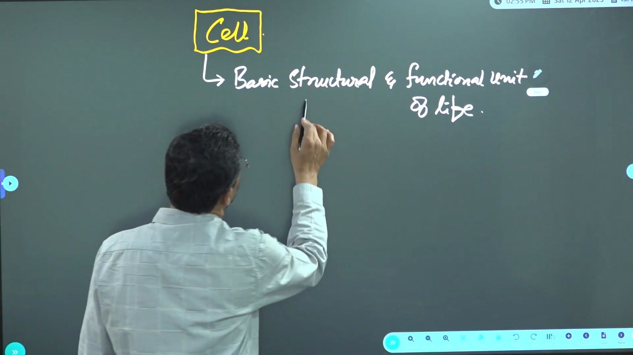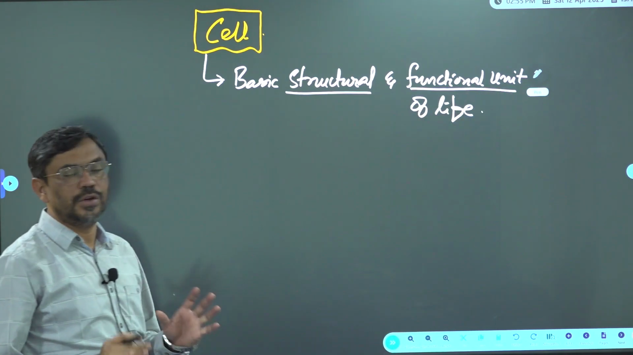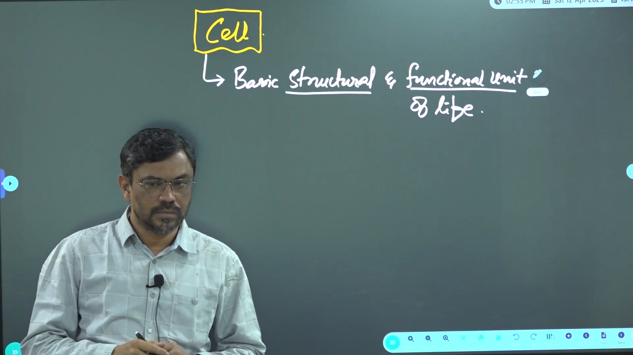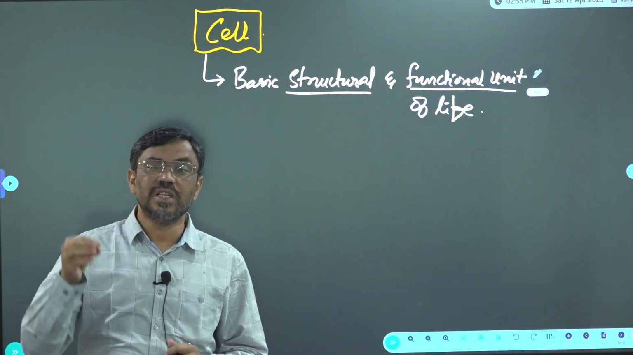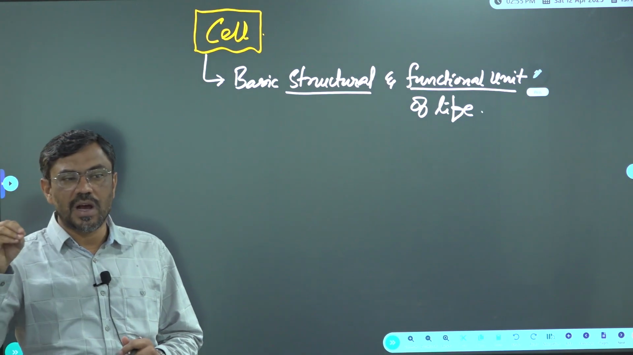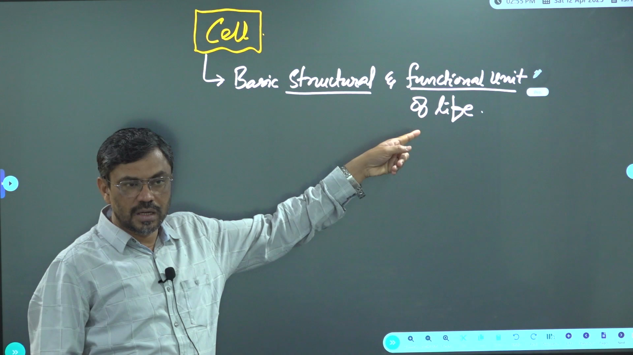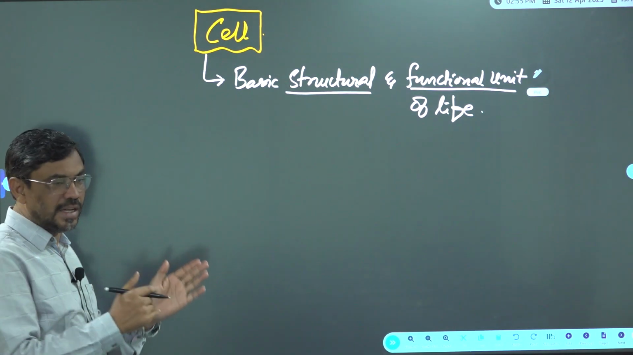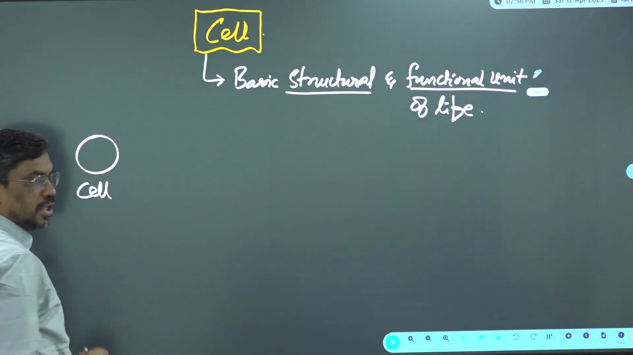Why is it called the basic structural unit and functional unit? Structural unit because all organisms are made up of cells only. Cell is the basic structure. And functional unit, that means the functionality, the metabolism of the organism depends on the functionality of the cell. Is it clear? Suppose you consider the organization of an organism, say this is a cell. This is the basic unit.